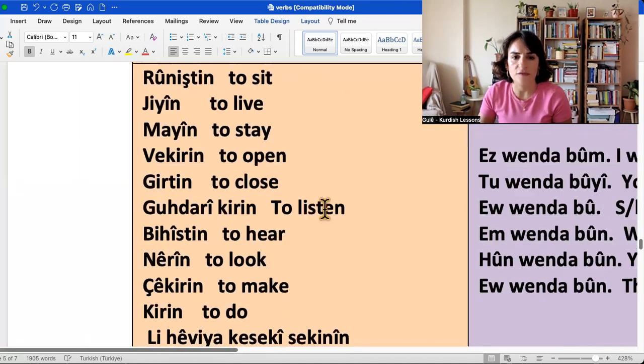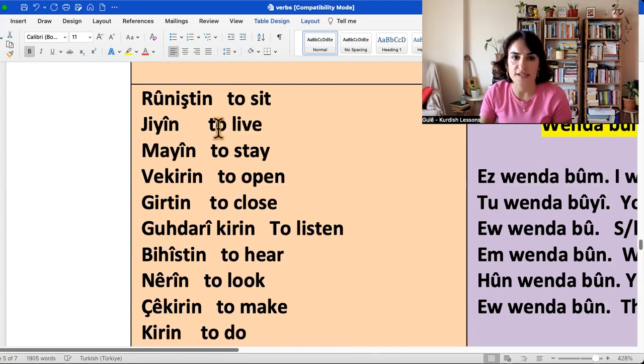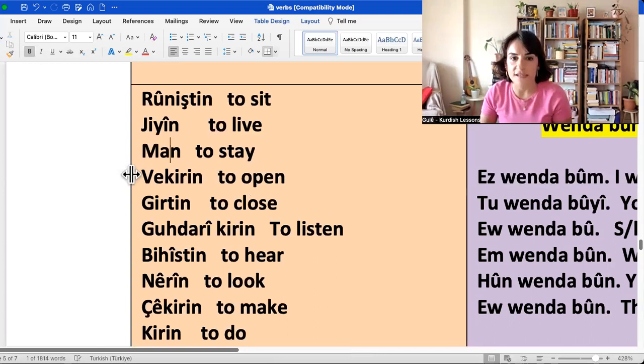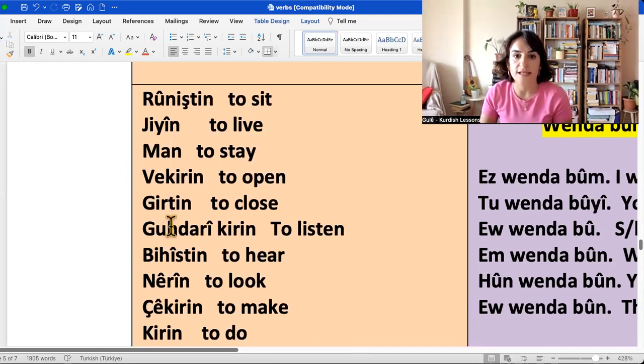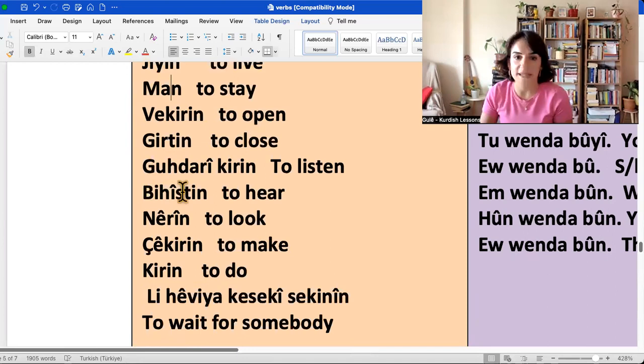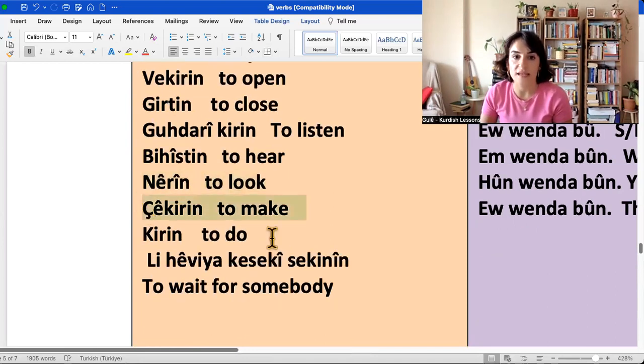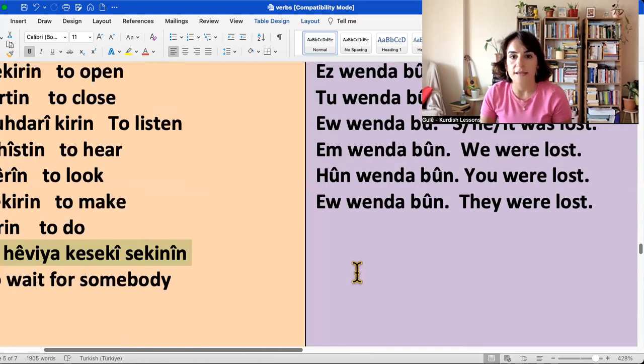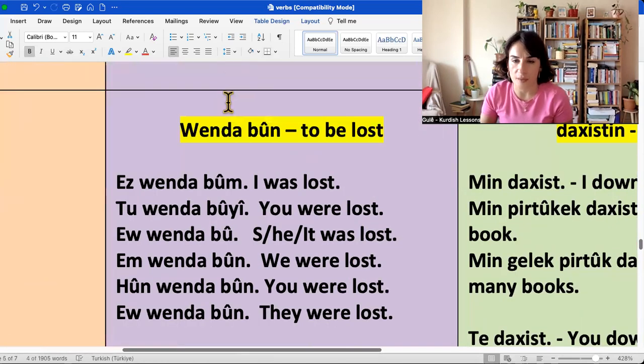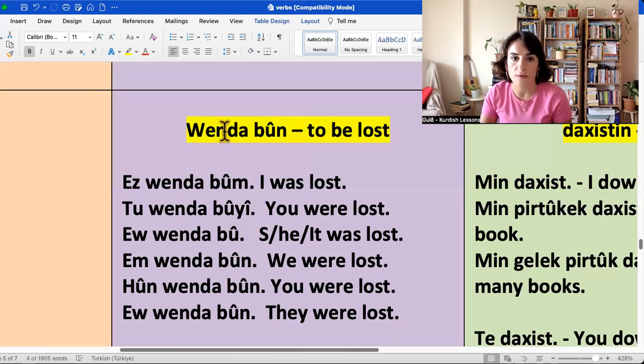And here is a list of verbs. It says runishten, to see, gene, to leave, mayin or man, they're the same, to stay, bekeren, to open, virten, to close, guhdarikeren, to listen, bihisten, to hear, neirin, to look, chekeren, to make, keren, to do, lehevia kisekinin, to wait for someone, somebody. And here there is wandabu, to be lost, to get lost. As wandabum, to wandabui, and wandabu, and wandabu.